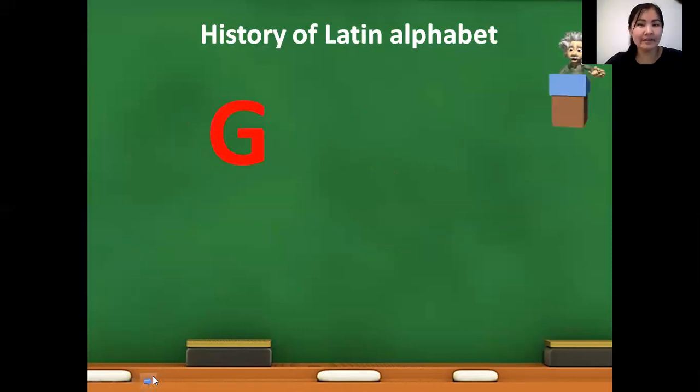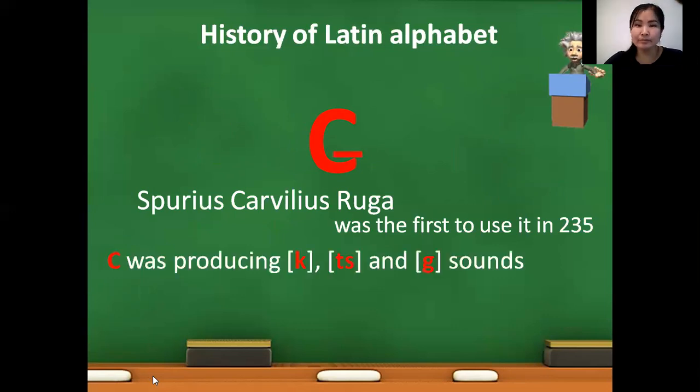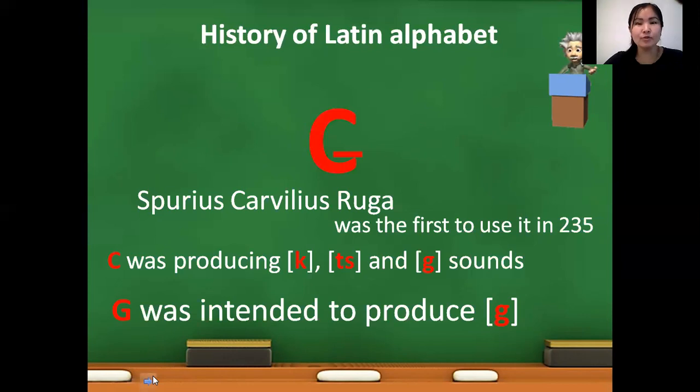Letter G. It was created by adding a horizontal slash to letter C. Spurius Carvilius Ruga created letter G, and he did it in 235. C previously was producing sounds K, C, and G. Of course, it is very difficult when one letter is producing 3 sounds. That is why G was intended to produce sound G.